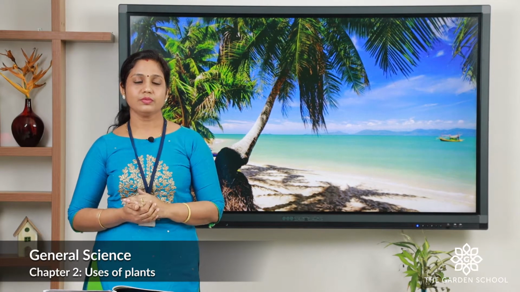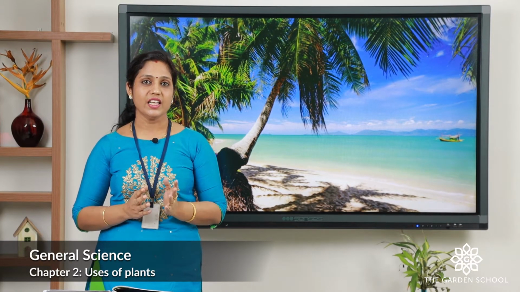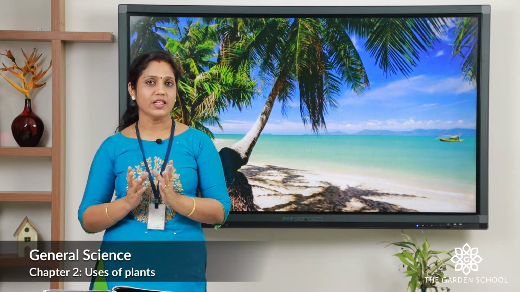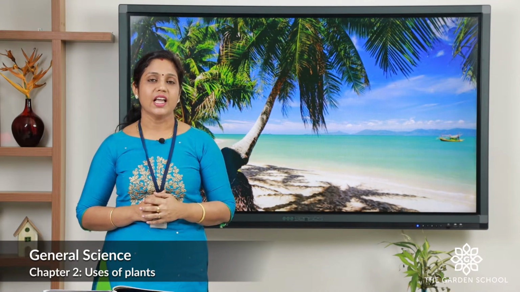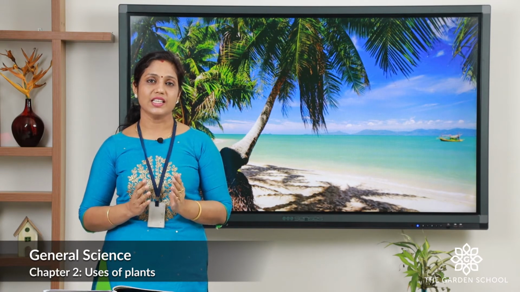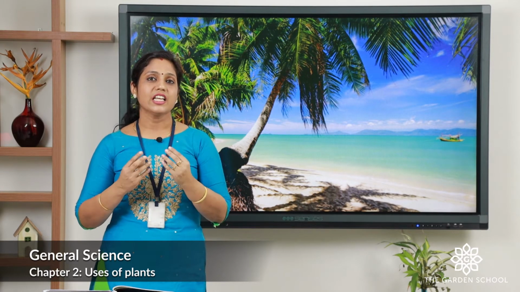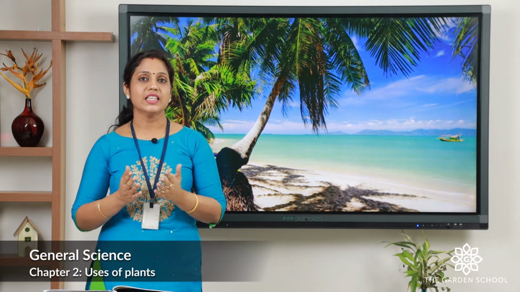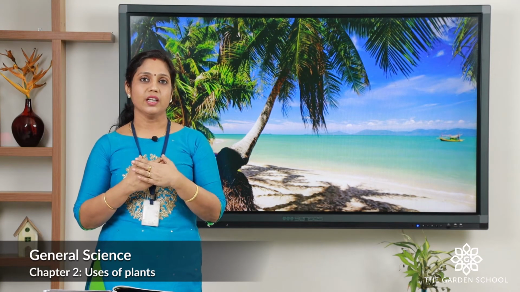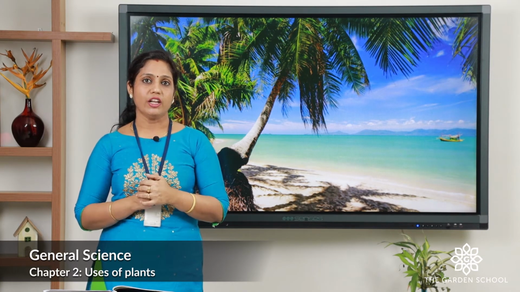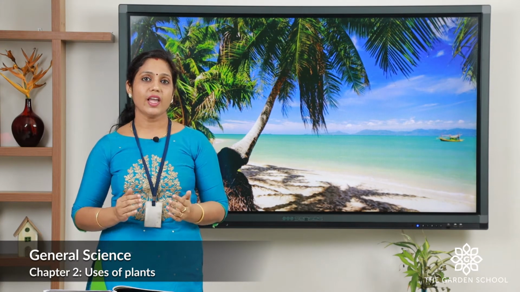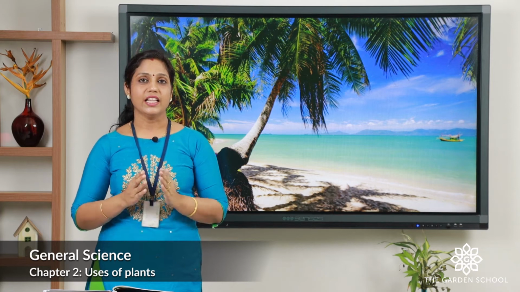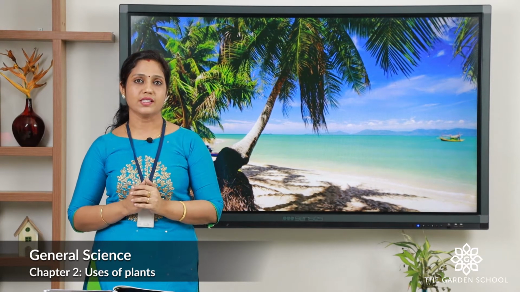Let's check. We learned that the leaves make food for the plant. And what is that process called? Yes, photosynthesis. And during this photosynthesis, plants give away oxygen. And this oxygen we breathe in. We need oxygen to live. So plants give us oxygen, and they make the air clean. In that way, plants help us.